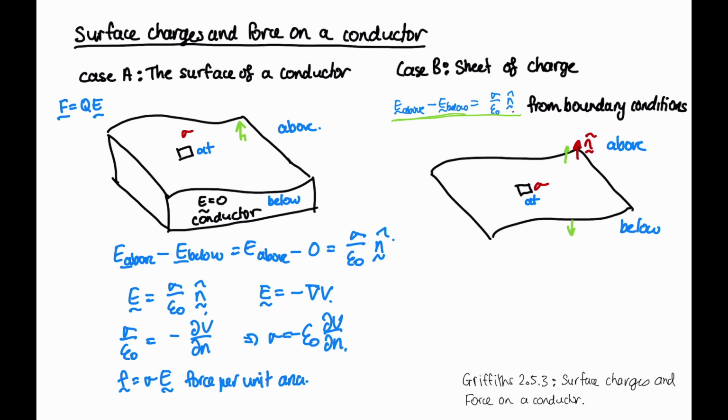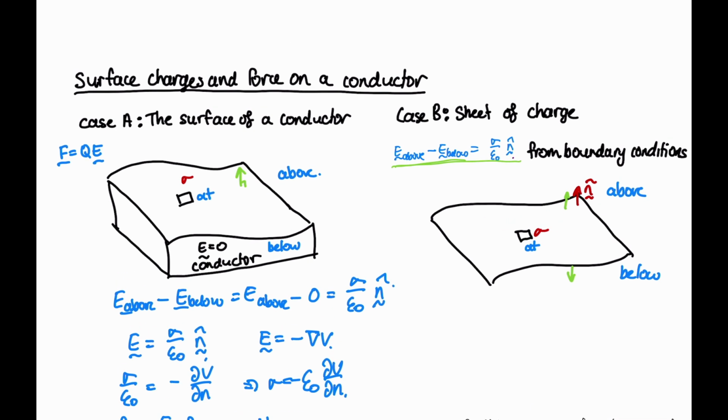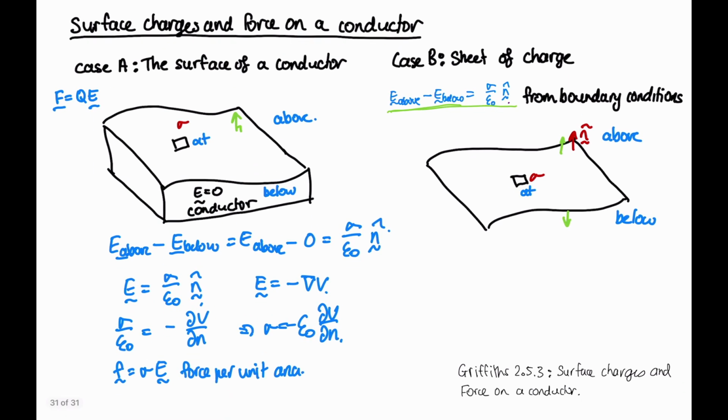The problem with this is, what do we mean by the electric field E here? Because we've said that the electric field is discontinuous at the boundary. So do we mean above? Do we mean below? Well, it turns out that what we actually mean is the average, but let's show why that makes sense by considering this case over here where it's not necessarily a conductor.